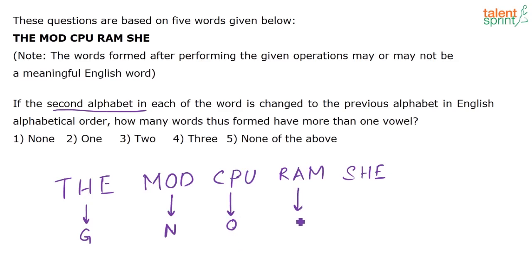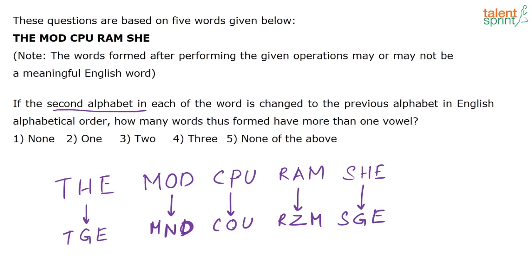Now, A will become what? Before A, there is no letter, so we generally take it as Z. Now, what will H become? H will become again G. Now, all the other letters are going to be the same. So, this is our final set of letters that we get.